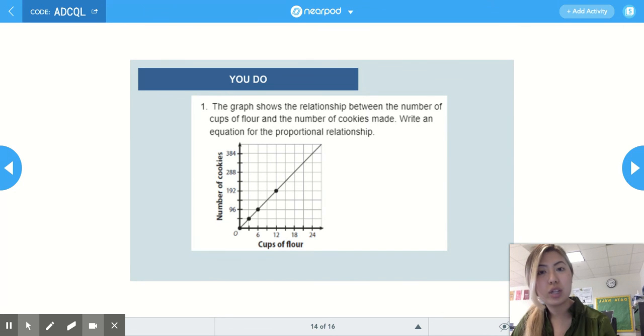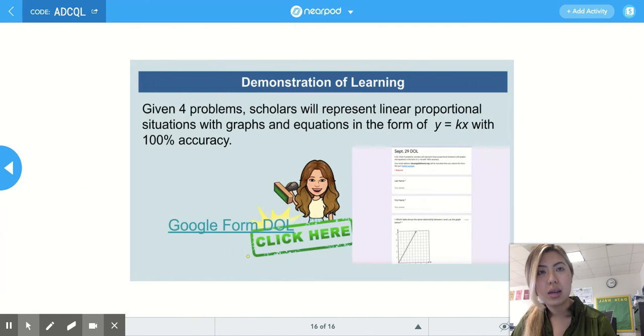I'm going to include the PowerPoint or the link to the PowerPoint with all the solutions for the poll and the you-dos, as well as the we-dos. And lastly, students have to do a 4-question deal well on Google Forms.